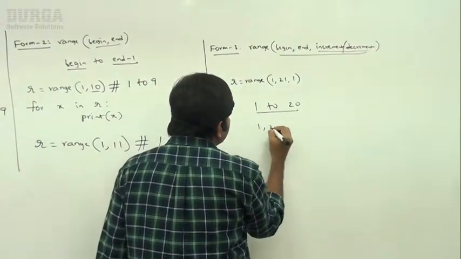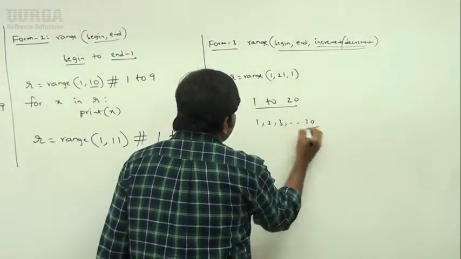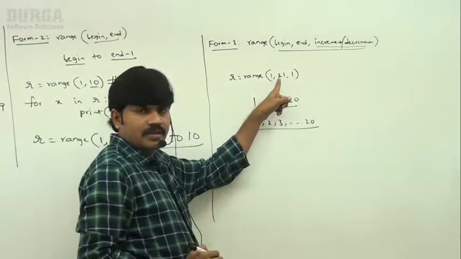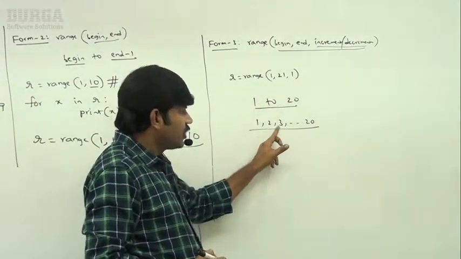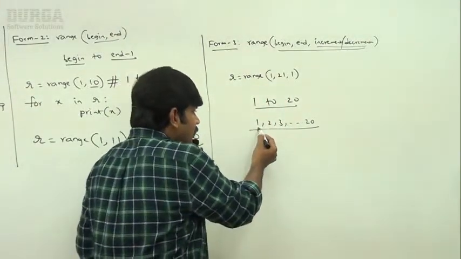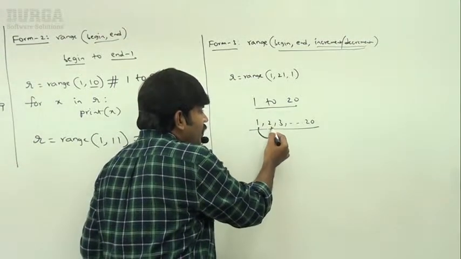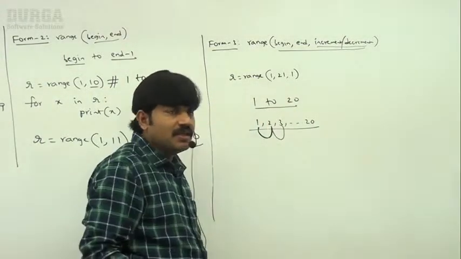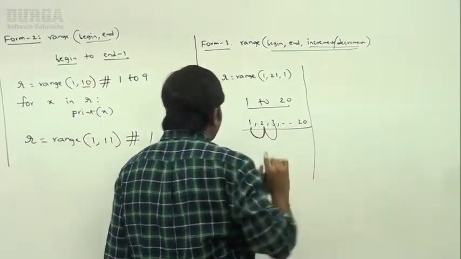So what is the answer? 1, 2, 3 and so on up to 20 we are going to get. Remember this one. 1, 2, 3 like this, right? Every time increment by 1. So 1 incremented by 1 means 2, 2 incremented by 1 means 3. Something like this, right?